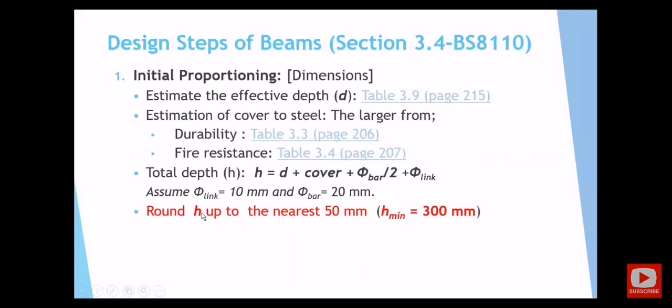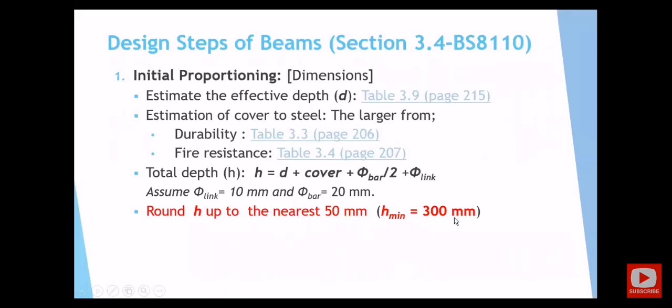Usually this H from the table depends on D, and it is a little bit smaller value. So always round H up to the nearest 50 millimeter. And keep in mind that the H minimum will be 300 millimeter. So if you have H less than 300 millimeter, take it as 300 millimeter. If it is greater than 300 millimeter, it is fine, but always round it to the nearest 50 millimeter. So if you have 300, the next one will be 350, then 400, 450, and so on.